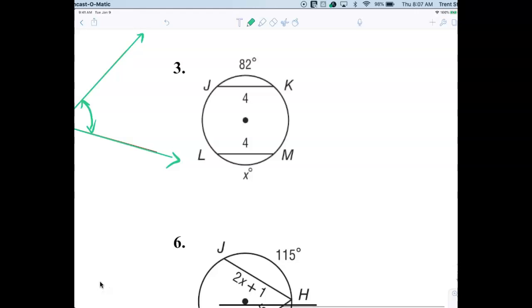Now they're not saying it's congruent. They're telling you that the measure of LM is what? 4. So arc LM has to be what? 82.